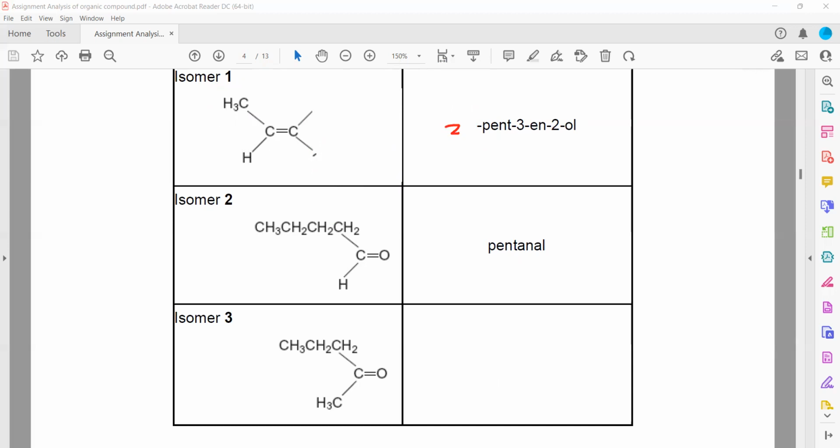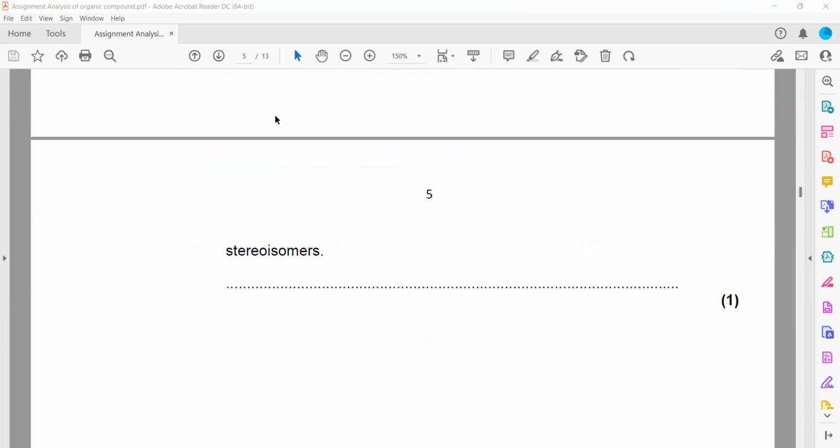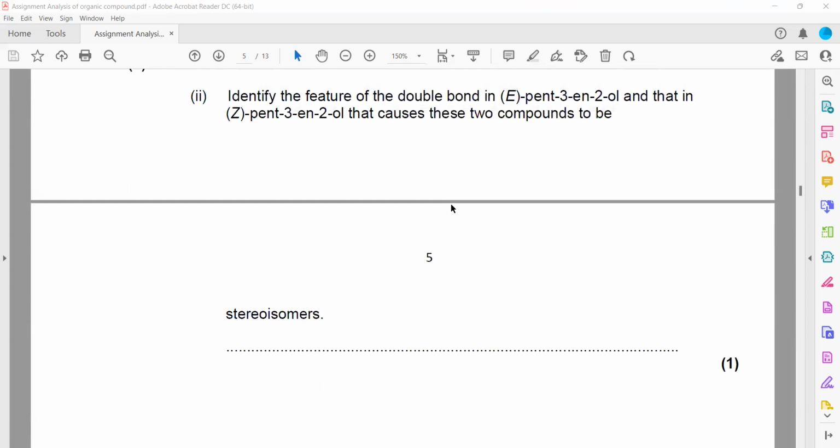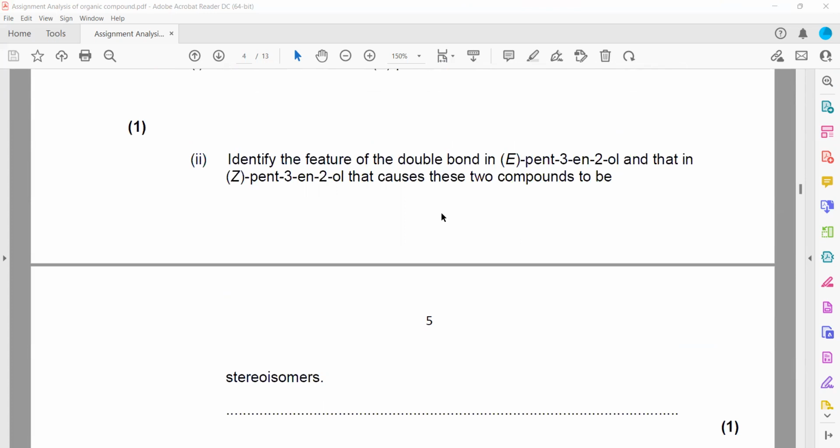Like CH, OH and CH3. CH, OH and CH3 will be there at the top and H will be there at the bottom. So it will become Z-pent-3-en-1-ol, which is a geometrical isomer. So whenever a carbon-carbon double bond is there, due to the restriction of the space, it exhibits geometrical isomerism.